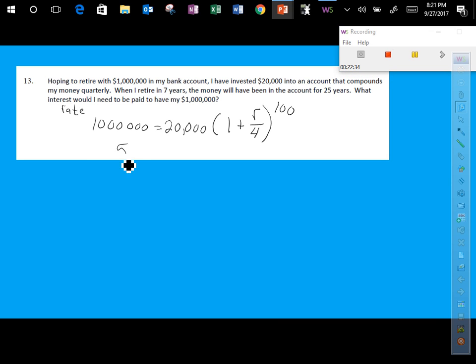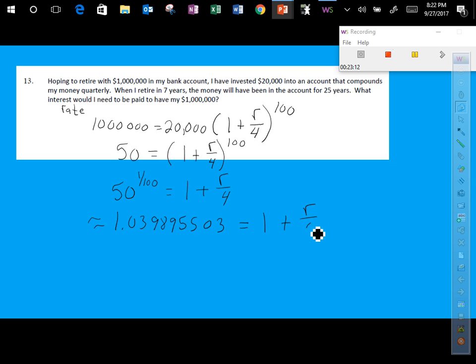And when I do that, I get 50 equals (1 plus r over 4) to the 100th power. Now, we did one of these earlier. To solve this, I need to take 50 to the 1 over 100th power, and that's going to be equal to 1 plus r over 4. I'm going to run this through my calculator. When I go 50 to the 1 over 100, I get about 1.039895503 equals 1 plus r over 4.